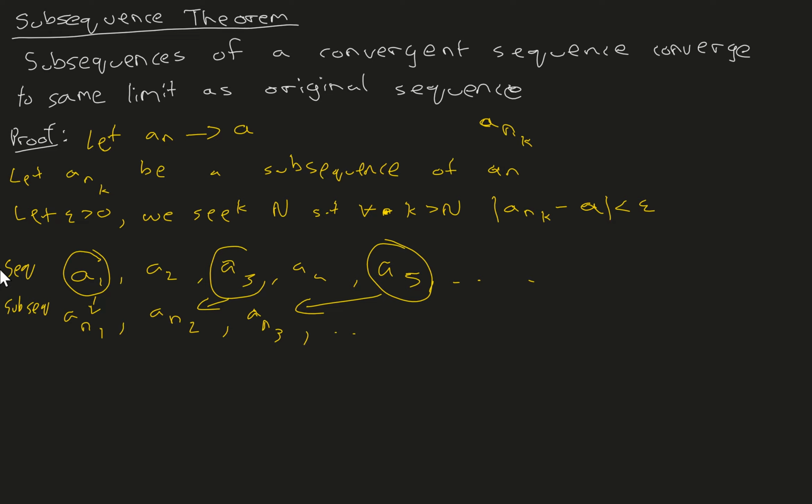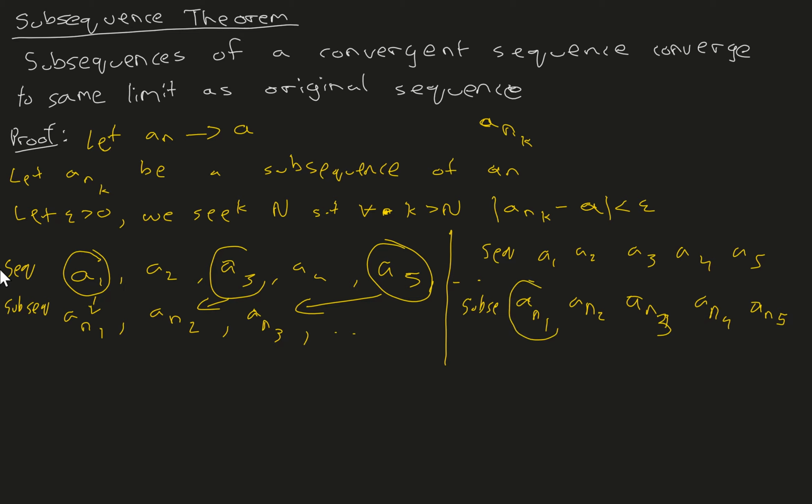So if you notice, let's look at another example. If you have a sequence and a subsequence, such that a1, a2, a3, a4, a5, and we have a subsequence like a_n1, a_n2, a_n3. Remember that we can always choose a subsequence as the sequence itself. This subsequence is not an interesting one, but it is allowed. In this subsequence, a_n1 represents a1, a_n2 represents a2, a_n3 is a3, a_n4 is a4, a_n5 is a5. So this subsequence is the sequence itself.